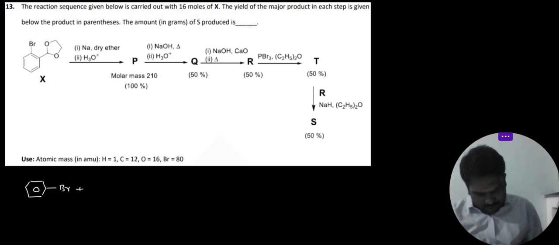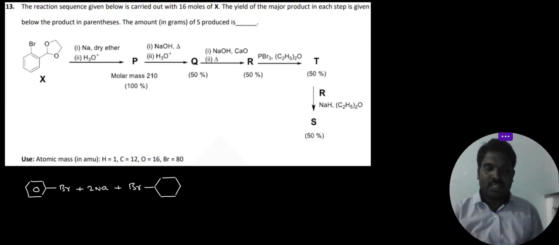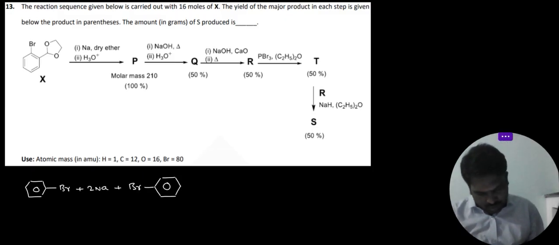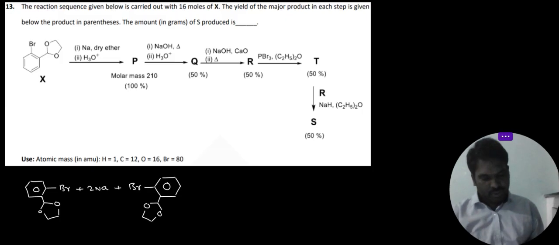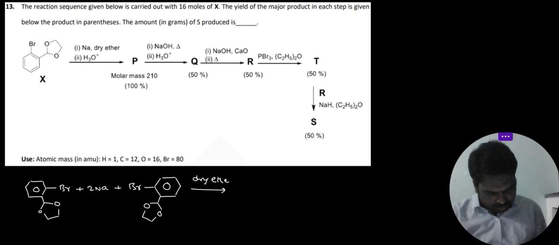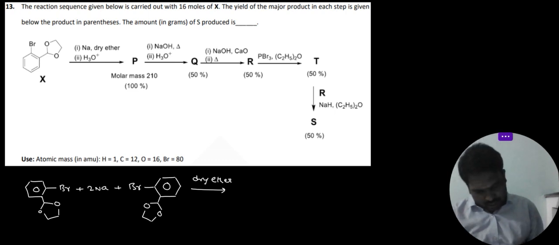Actually, it is not Wurtz, it is a Fittig reaction. Okay, 2 moles of haloarenes. Here one protective group is there. So in the presence of sodium in ether, which compound is formed? Biphenyl, a biphenyl derivative.